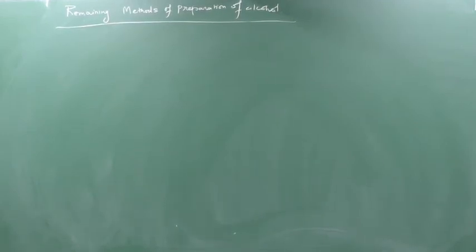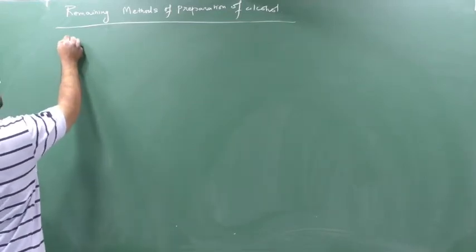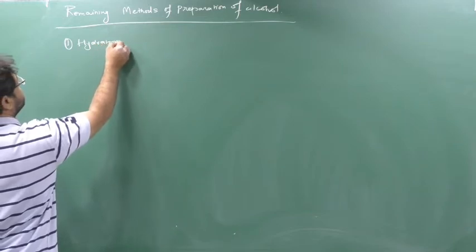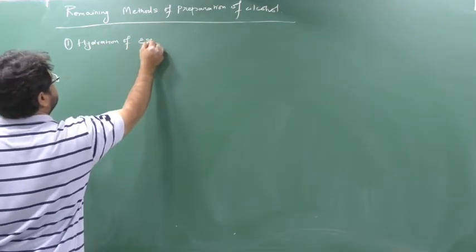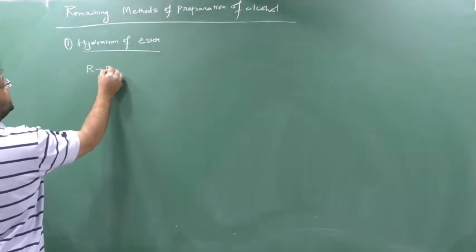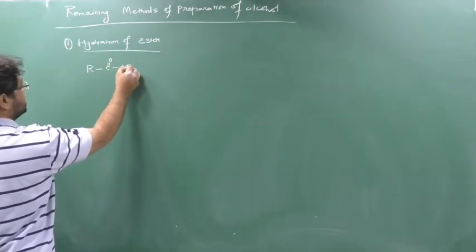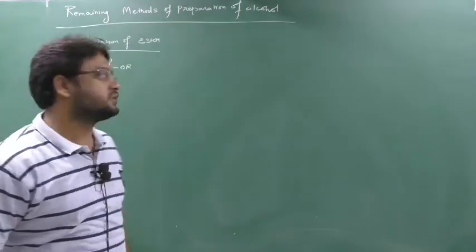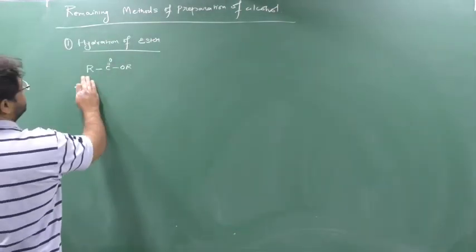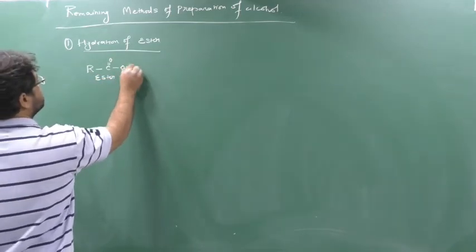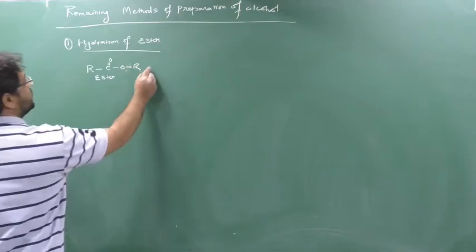Clear? So the first method is hydration of ester. You know an ester is R, C double bond O, OR, and naming and everything has been done by Mayur sir. Yes or no? So this is an ester. Or I will write it in this form also, one and the same. You have to do the hydration.